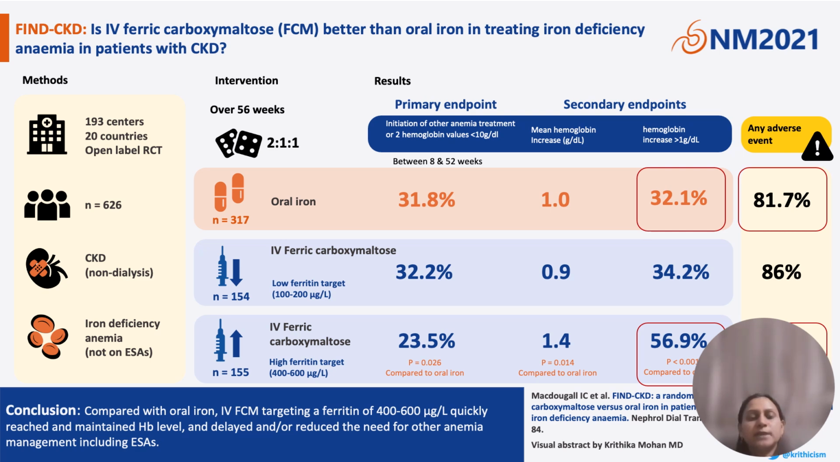So this is the FIND-CKD study where they compared IV ferric carboxymaltose with oral iron. So this was conducted across 20 countries, an open-labeled RCT among CKD patients not on dialysis with iron deficiency anemia. And you can see that the hemoglobin increase of more than 1 gram per deciliter is 56.9% in patients taking IV ferric carboxymaltose versus 32% only in oral iron. And adverse effects are similar in both the groups. So compared with oral iron, IV ferric carboxymaltose targeting a ferritin of 400 to 600 quickly reached and maintained the hemoglobin level.